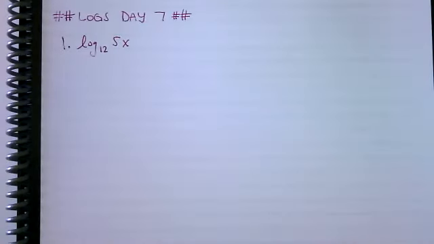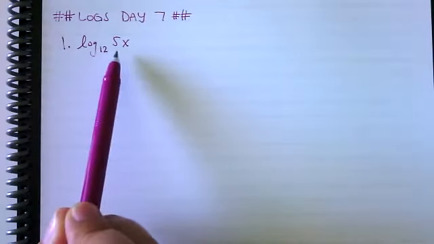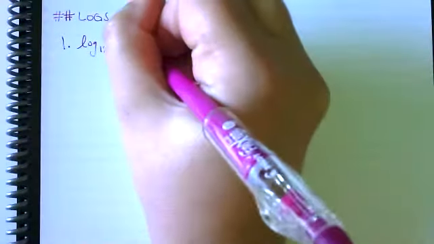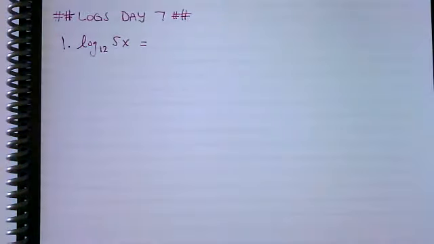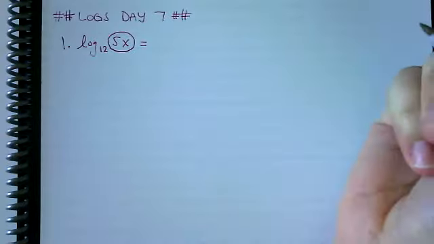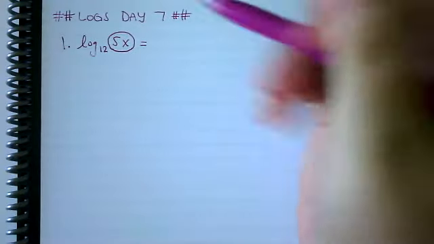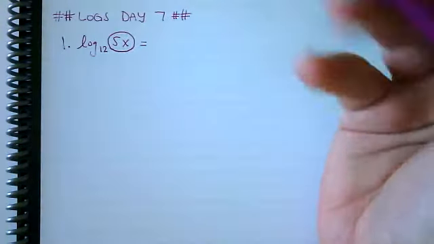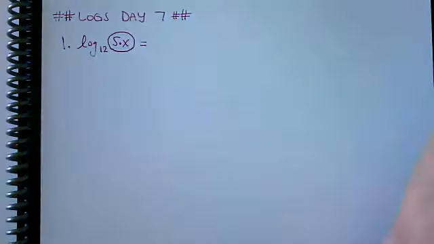We're not trying to solve. We're not trying to get an actual number here. We are just trying to take this log and split it into two logs or multiple logs. So when we are splitting into multiple logs, what we're trying to do is figure out what's going on right here. How are the 5 and the x put together? For this question, they're being multiplied. The 5 is being multiplied by the x.